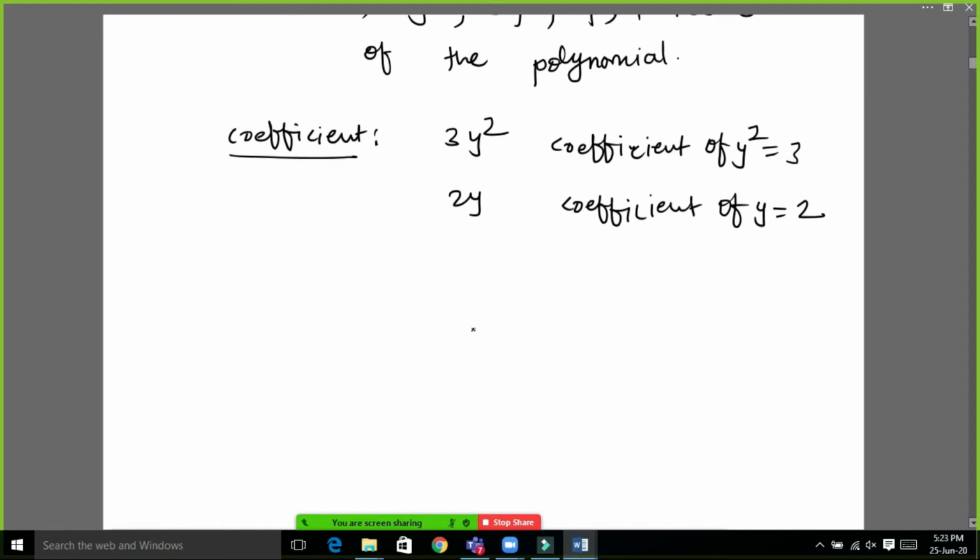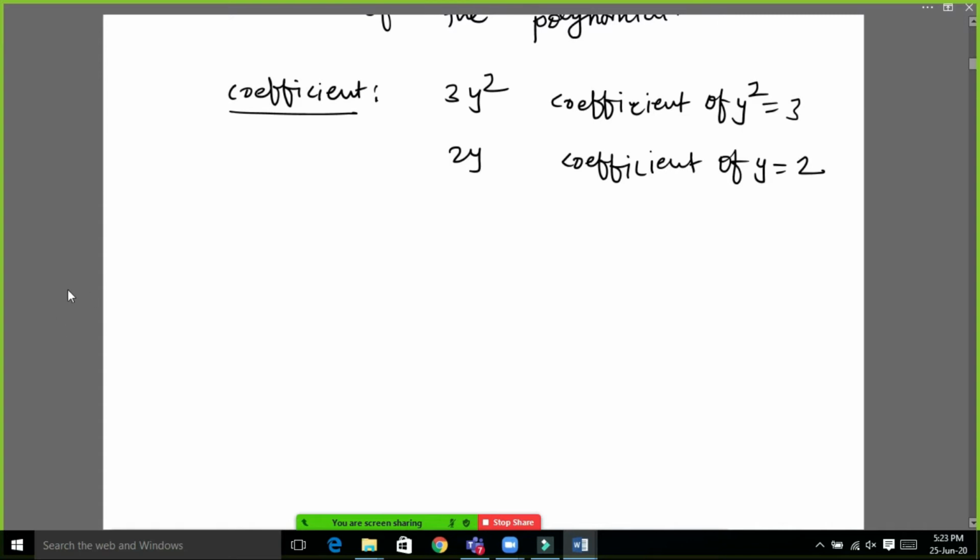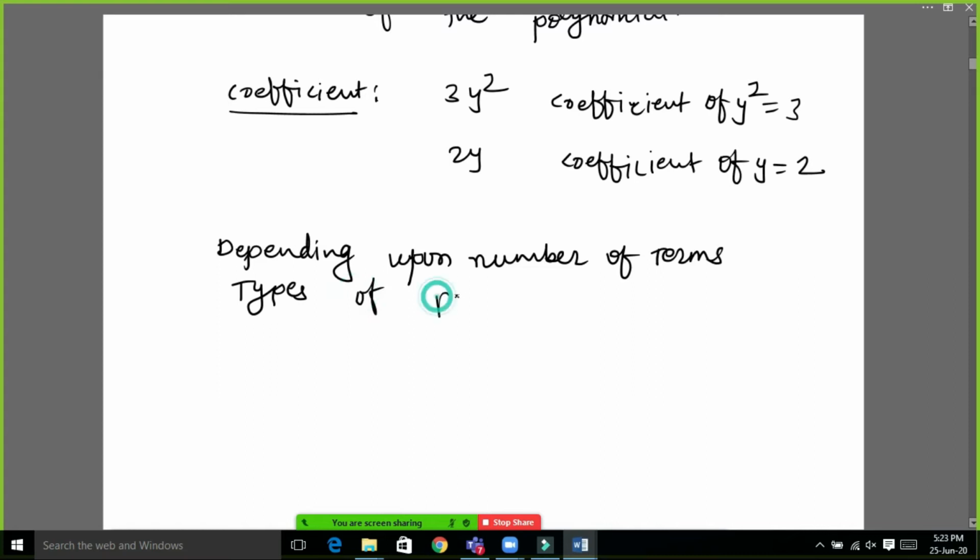So next we consider the types of polynomial depending upon the number of terms. We can differentiate polynomials depending upon how many terms there are in the polynomial. Depending upon the number of terms, polynomials can be categorized into 4 types. First is monomial. Mono means 1. So a polynomial having a single term, or one term, is called a monomial.